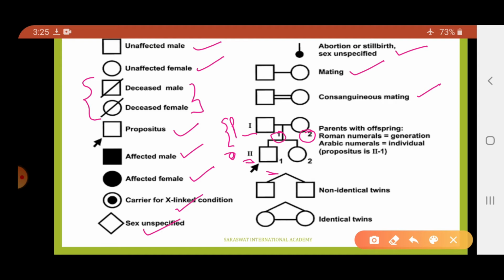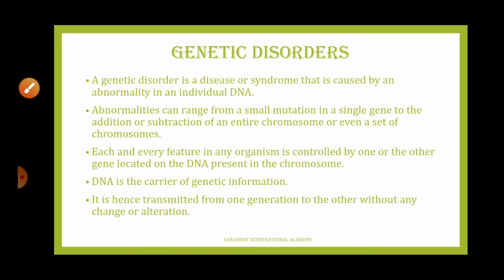Now the two squares with a line in between them show non-identical twins, and the two circles, which are female, with a line between them indicate identical twins.